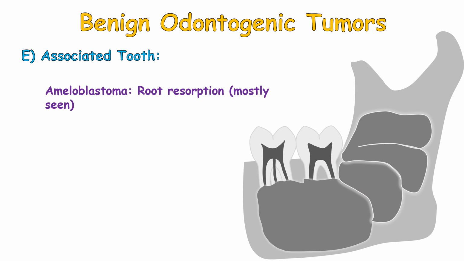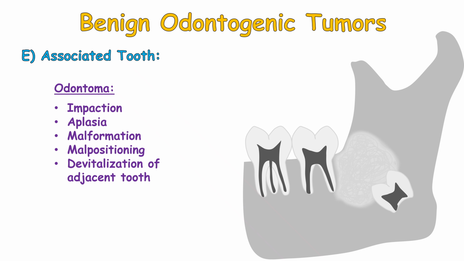Coming to associated tooth, many tumors are mostly associated with an impacted tooth, some exhibit root resorption, tooth displacement, or some occur in edentulous areas. Here in ameloblastoma, root resorption is mostly seen in affected cases. And for odontoma, there may be impaction, aplasia, malformation or malpositioning, and devitalization of adjacent teeth seen.